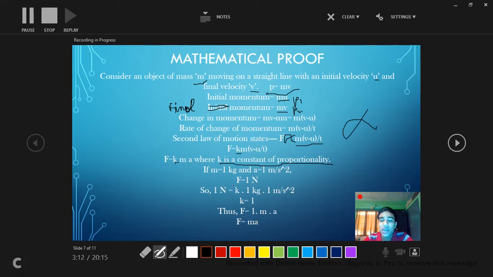V minus u by t means a, acceleration. Acceleration is equal to change in velocity by time. Rate of change of velocity is called acceleration. So F is equal to kma, we have got.